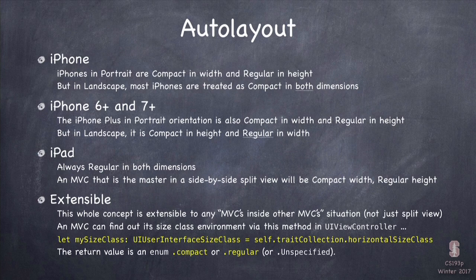Now again, I'm not going to have time to talk about that in detail, but there is this var called trait collection, which you can look at in a view controller, and it'll tell you what your current size class is, both horizontally and vertically. Okay, and there's a mechanism for passing that along down to sub-MVCs and views and things. All right, so we have the size classes.